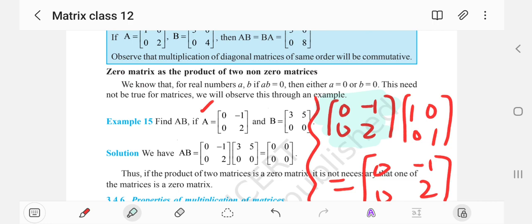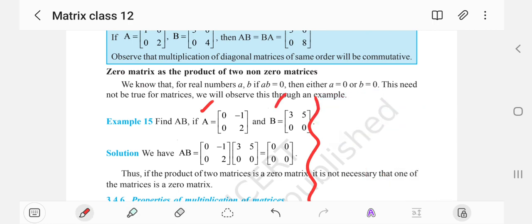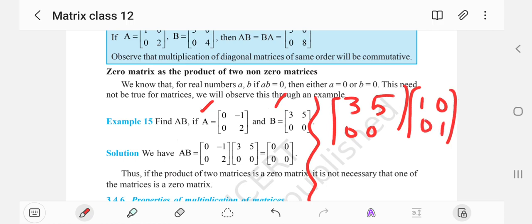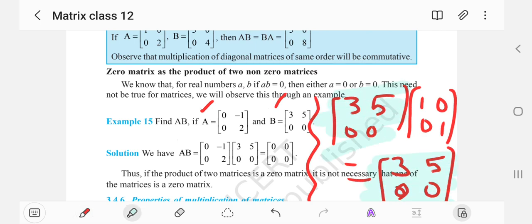Let's take another example. Let's consider this B now. If I multiply 3 5 0 0 with 1 0 0 1, what will I get? I will get here 3, here 5 times 0 0. I multiply 3 into 0 0, 5 1 5, 0 1, 0 into 1 0, 0 0 0, and here also I get 0. Again you can see here this multiplication matrix and this matrix are the same.